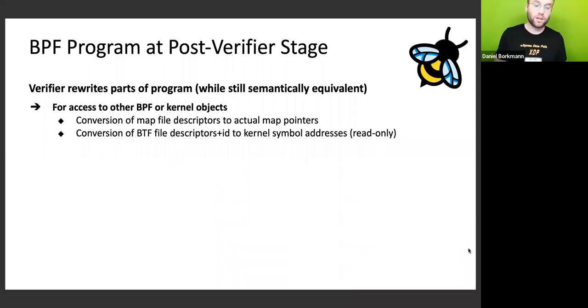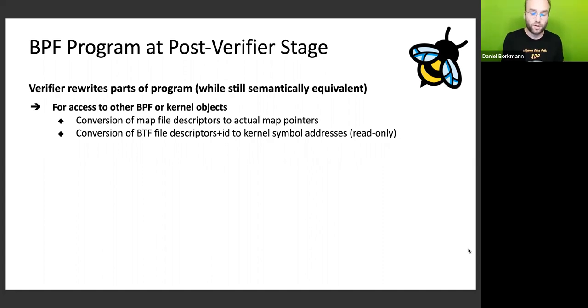If you dump the program after loading, you will see that it's a little bit different from what you originally loaded, because the verifier performs certain rewrites as part of the program. They still, of course, have to be semantically equivalent. For example, when you access kernel objects or BPF objects, such as BPF maps in user space, you don't know the BPF map's kernel address, of course. So the BPF loader encodes the file descriptor. Then later on, the verifier in the kernel retrieves the BPF map and replaces it with the actual address, which is what you also saw in the earlier example with the double load instruction that I showed.